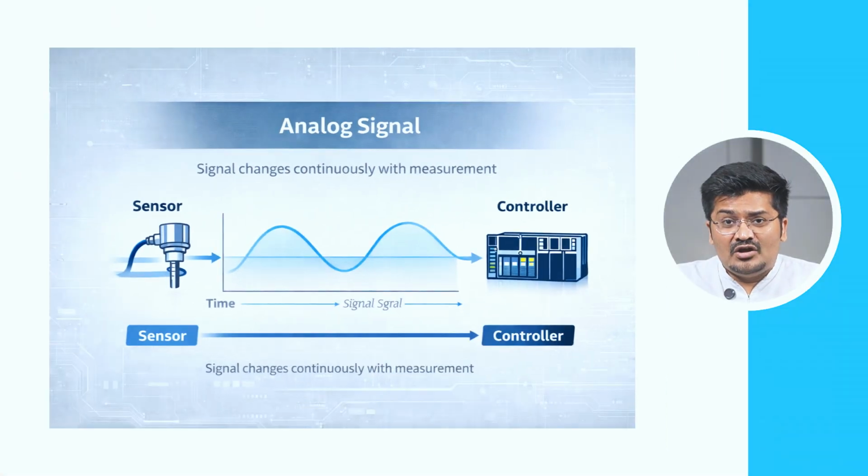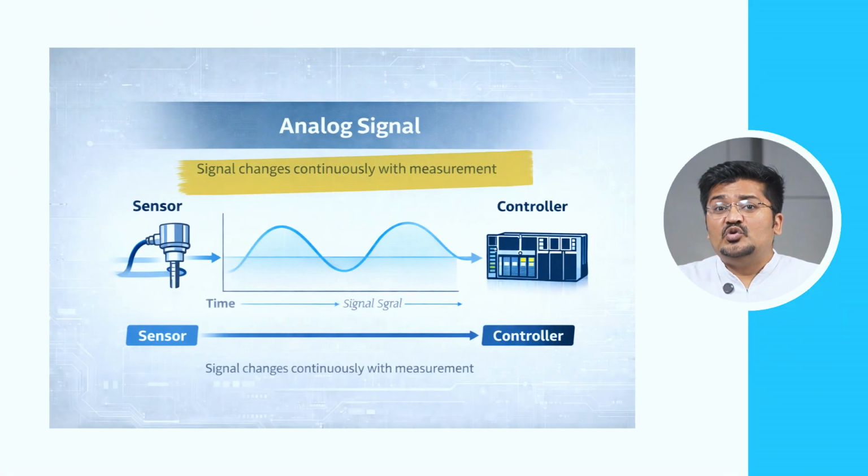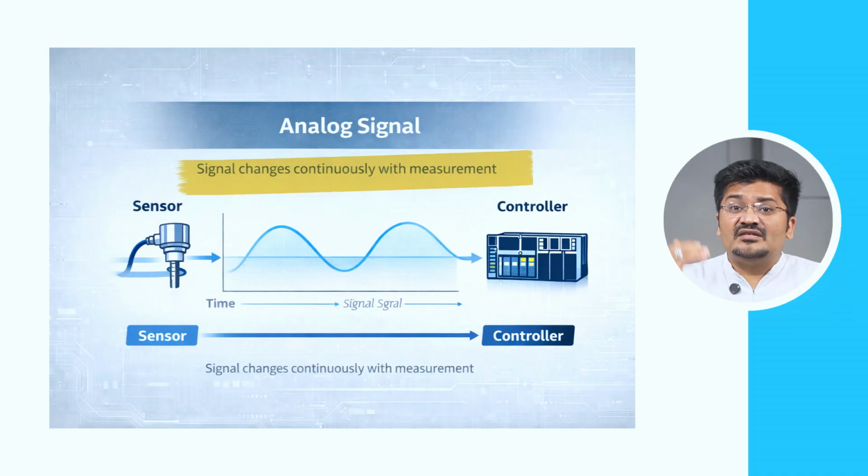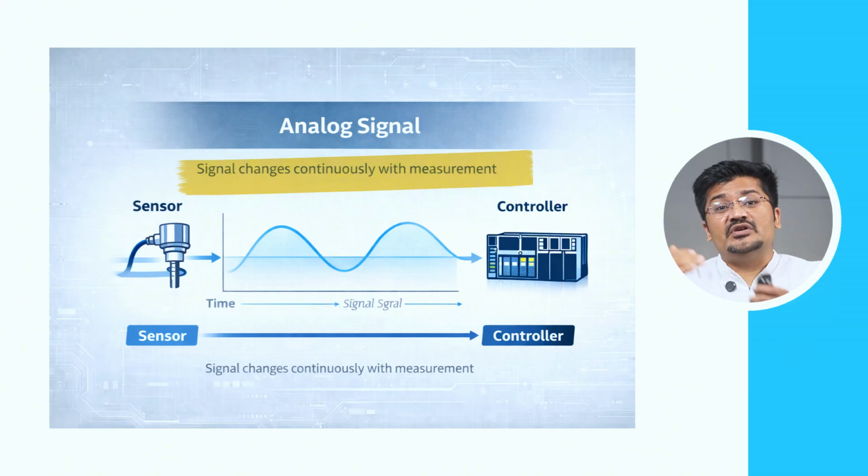Let's first understand analog signals. Analog signals change continuously with the measurement. For example, if the temperature increases, the signal also increases. The most common analog signals are 4 to 20 mA, 0 to 10 volt and millivolt signals. The most common signal used in every industry is the 4 to 20 mA signal. Let us understand what this means.